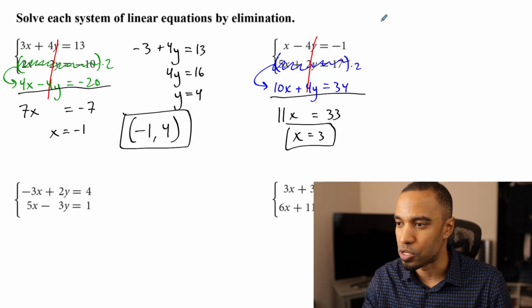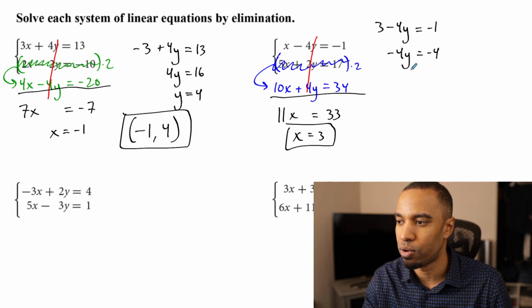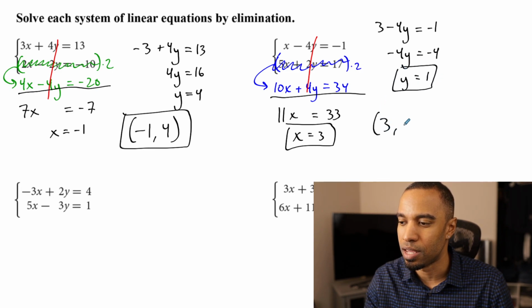I'm going to plug it into the top equation. That looks easiest. 3 minus 4y equals negative 1. Subtract 3. Negative 4y equals negative 4. Divide by negative 4, y equals positive 1. And I get 3, 1.